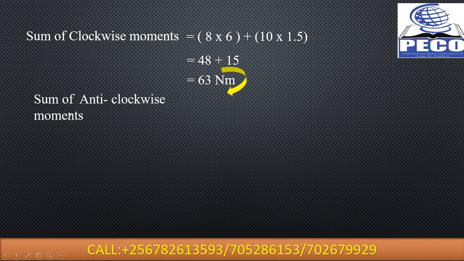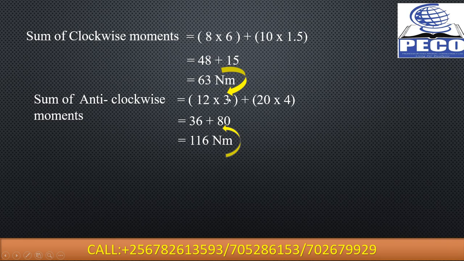Okay, how about the sum of anti-clockwise moments, which we shall have the 12? We have 12 times 3 plus 20 times 4, giving us 36 plus 80, giving us 116. But which direction? We have the anti-clockwise direction. So we now look at the sum of clockwise and the sum of anti-clockwise.